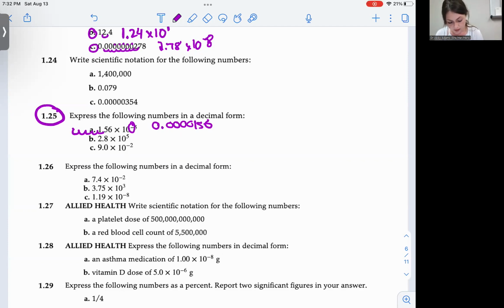So B, 2.8 times 10 to the fifth. So you're going to move to the right because it's positive. So you're going to move the decimal to the right. Okay, 1, 2, 3, 4, 5. So that's 4 zeros. So 2, 8, 1, 2, 3, 4. That's 280,000, right? Okay. Let's see. Let me make sure that I did this right. Oh.